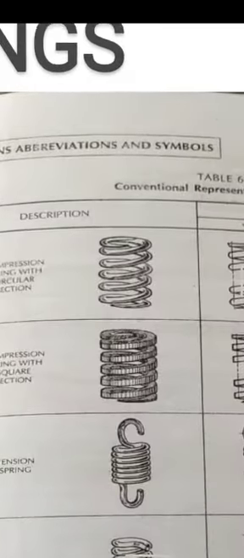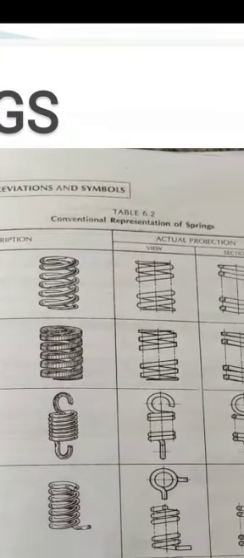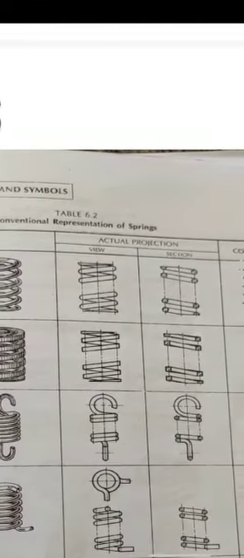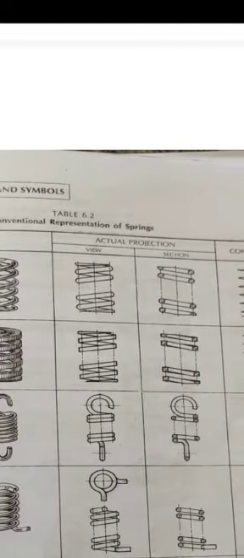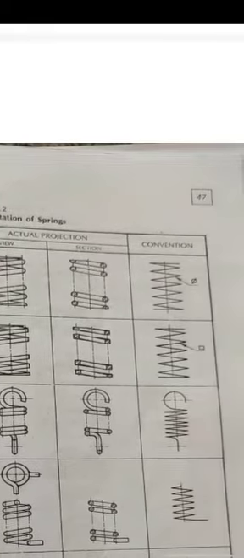First, compression spring with circular section. This is in actual projection. We see the actual projection in the front view, and the sectional view is the cut view. Next one, we represent it in a drawing in conventional mode, with zigzag and straight lines and a center straight line.